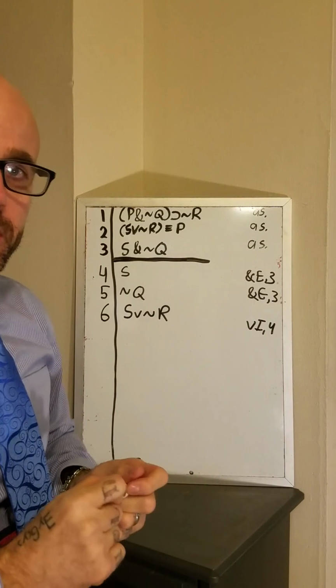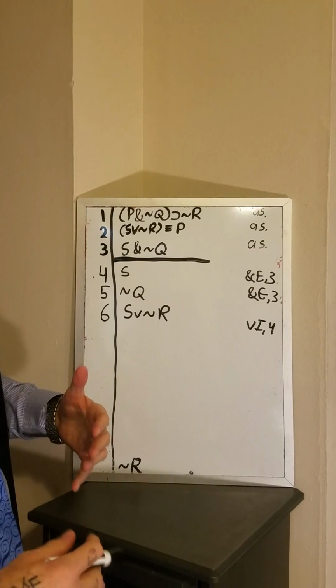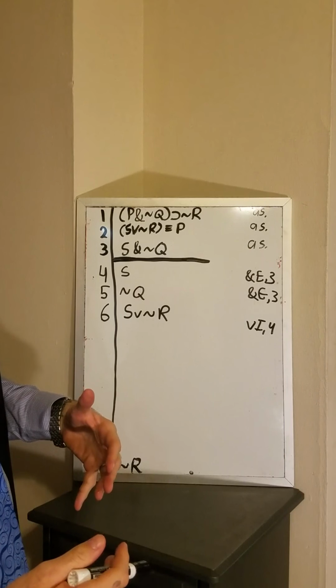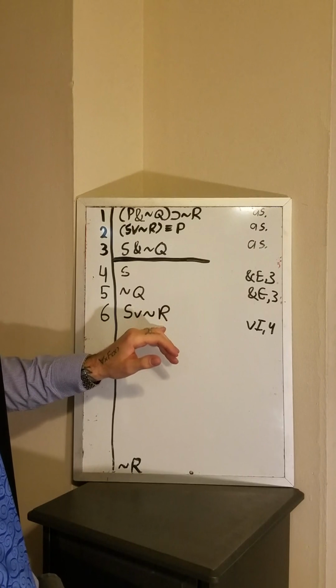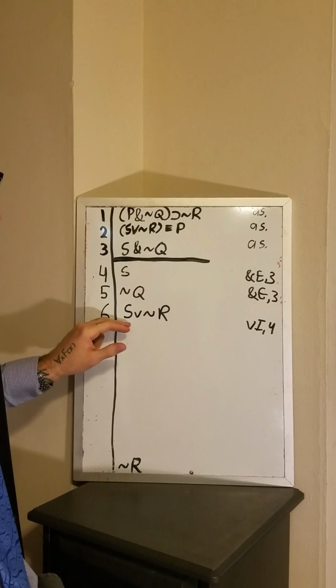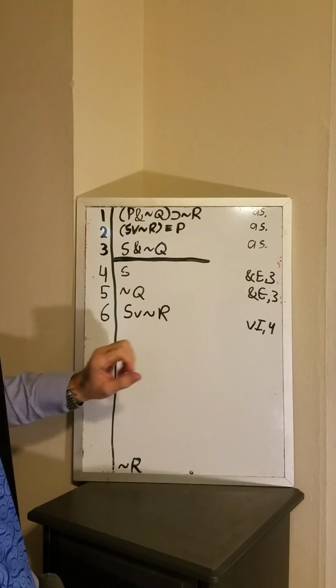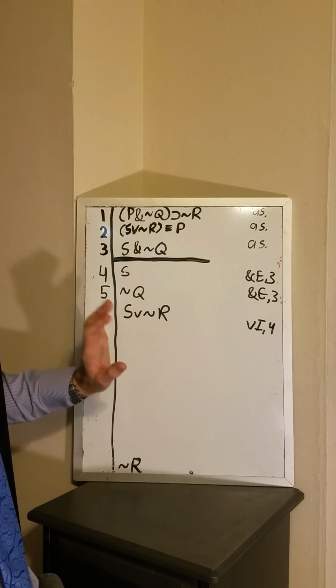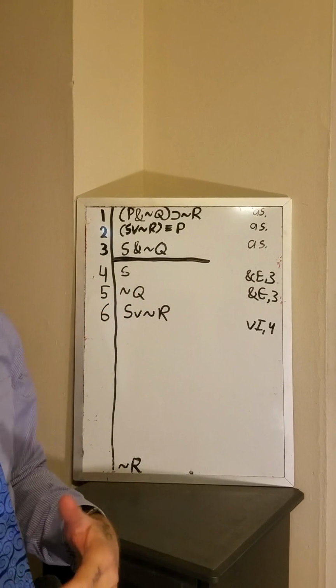Disjunction introduction is a rule that a lot of new students find a little bit puzzling. I talk a little bit about it in the slides. Given a sentence, it allows you to take a disjunction and add anything you want on the other side of that disjunction sign. So we have S, and we're allowed to go from S to S or not R, or actually to S or anything that we want on the other side of that disjunction.